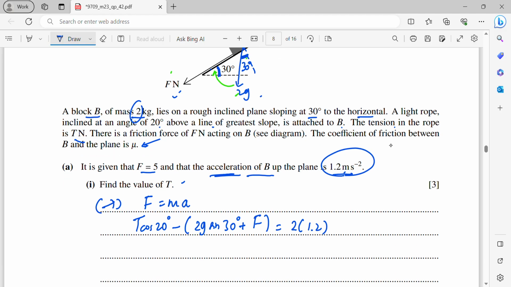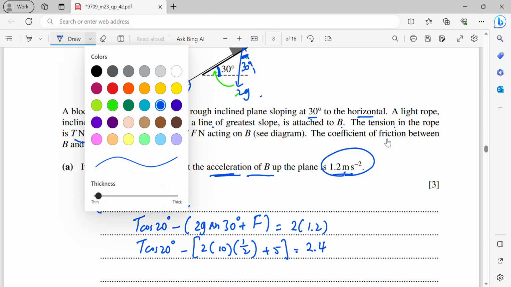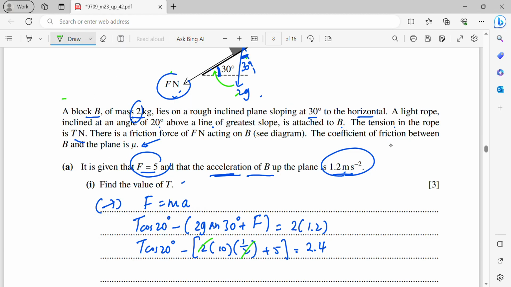So now, from here, I need to get what is my F. F is the frictional force and it is given that it is 5. So just replace. Then I will get T cos 20 degrees minus 2G, G is 10, sine 30 degrees is half. And then the F is going to be 5. Then 2 times 1.2, it will be 2.4. So now you can simplify. So the 2 and the half cancel. I will get 15 in the bracket.